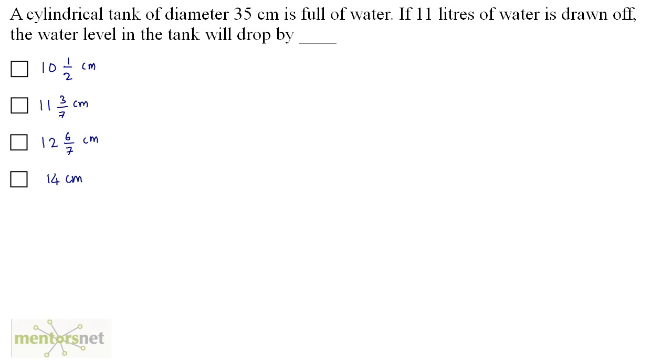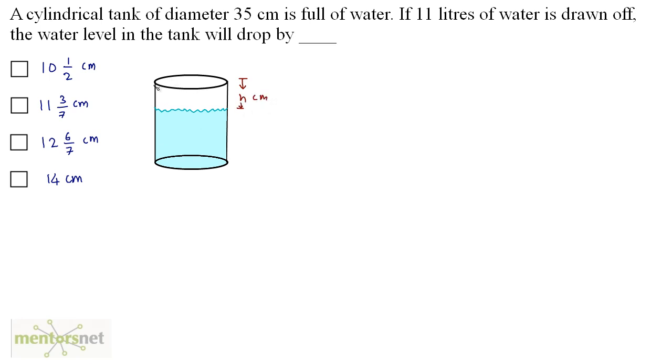A cylindrical tank of diameter 35 centimeters is full of water. If 11 liters of water is drawn off, the water level in the tank will drop by how much centimeters? So this is the cylindrical tank. Let us assume that the water has dropped by h centimeters.